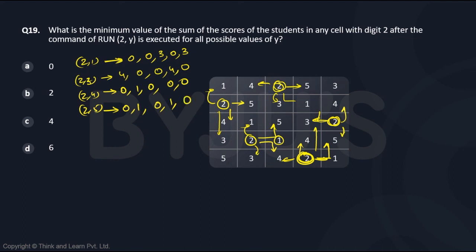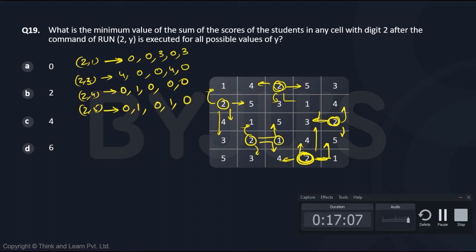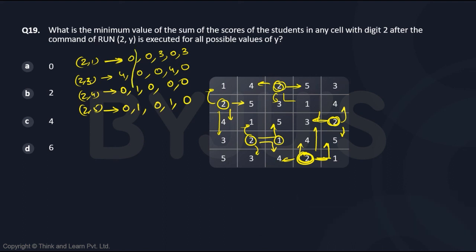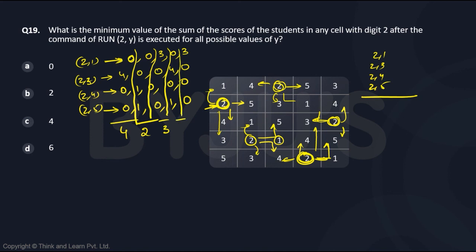Now the question says, what is the minimum value of the sum of the scores of the students in any cell with digit 2 after the command 2 comma 1 is executed? So if I look at the first student here, I am running 2 comma 1, 2 comma 3, 2 comma 4 and 2 comma 5, and then I'm doing the total, which means vertical total. So 0 plus 4 plus 0 plus 0, the total is 4. For the second student, I'm again doing the same thing, but the total is 2. For the third student, the total is 3. For the fourth student, the total is 5, and for the fifth student, the total is 3. So the minimum value here is 2, which is option B.